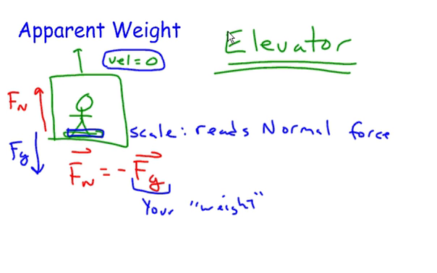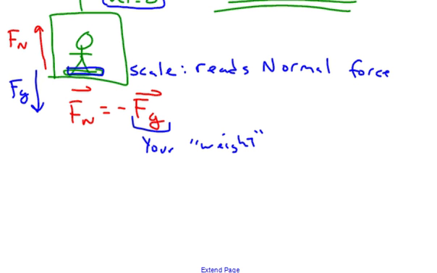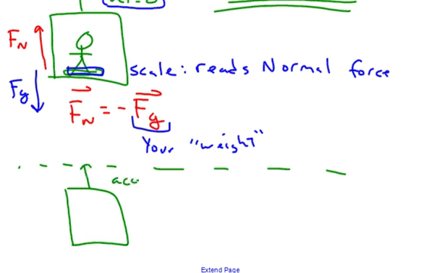Okay, well, what happens now if all of a sudden the elevator starts accelerating upwards? So now the elevator is going to accelerate, and it's going to accelerate upwards, let's say at g, so at a rate of gravity. So all of a sudden, here you are on your scale. You haven't eaten anything more. You still weigh the same amount. But the scale reading is going to change.